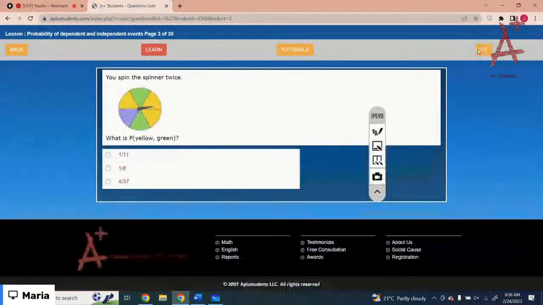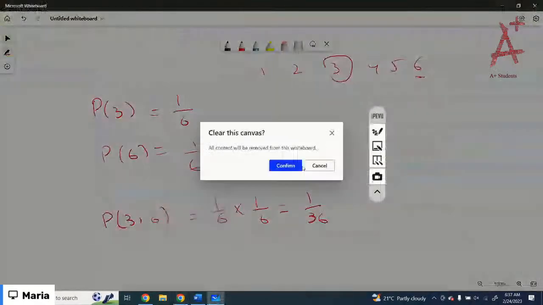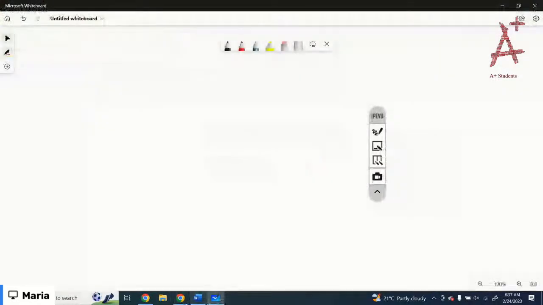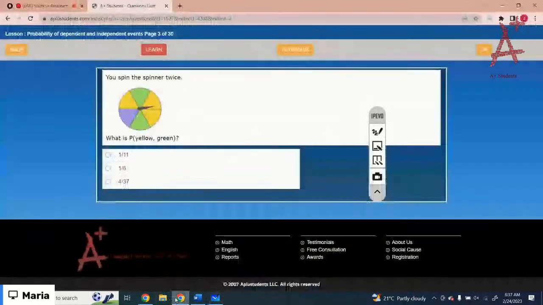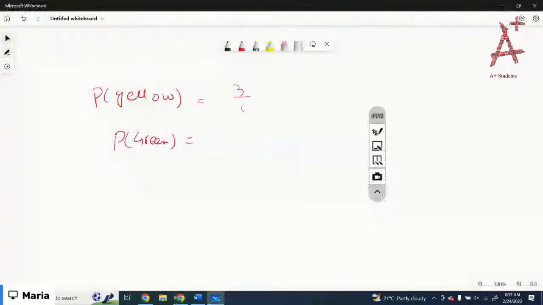Okay, the next one is you spin the spinner twice. What is the probability of yellow and green? Okay, they are independent events. Got it? So the probability of yellow is, how many yellow do we have? 3. Probability of yellow is 3 over 6 and the probability of green is 2 over 6.